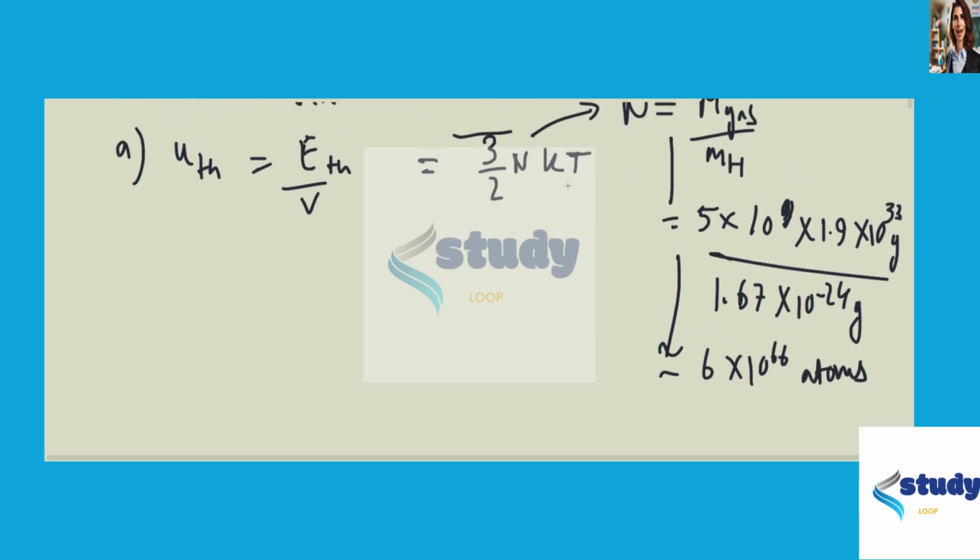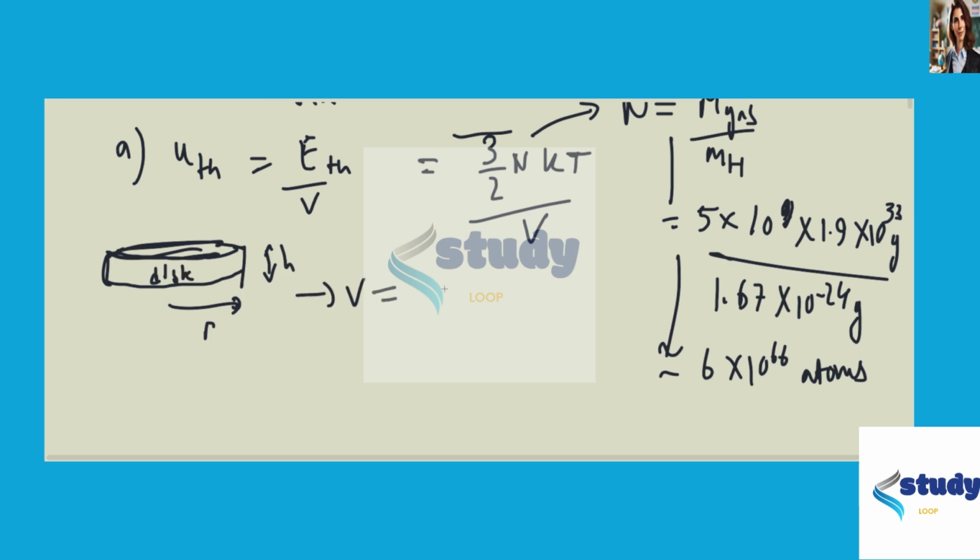T is already assumed to be 15 Kelvin, over the volume. And now, for the volume, you've got to realize that this is a cylinder we're talking about, right? The disk has a cylindrical geometry, and so the cylinder has a radius r and a height h. So that's the disk of the Milky Way. And so volume of a cylinder is pi r squared h. Therefore, thermal energy density is equal to 3/2 NkT over pi r squared h.